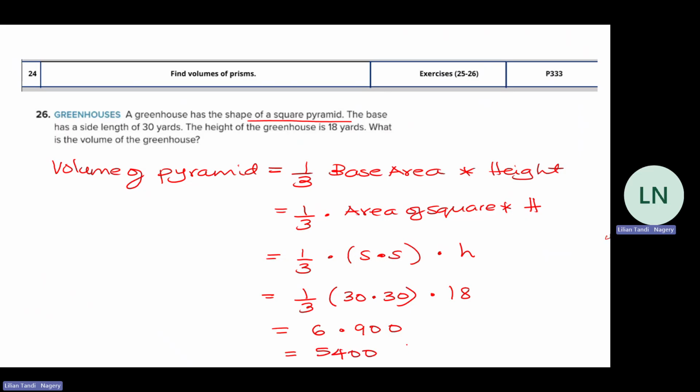5400 cubic. What is the unit? Yards. Cubic yards. And you box your answer.